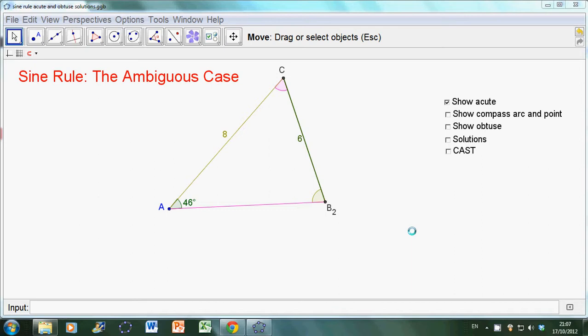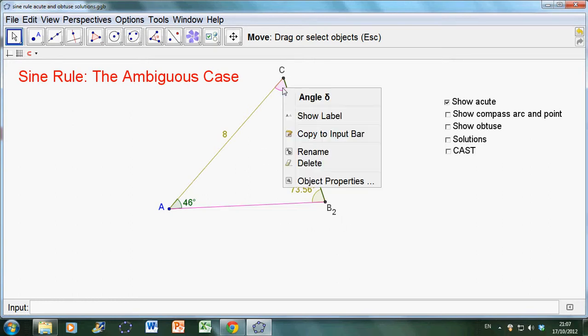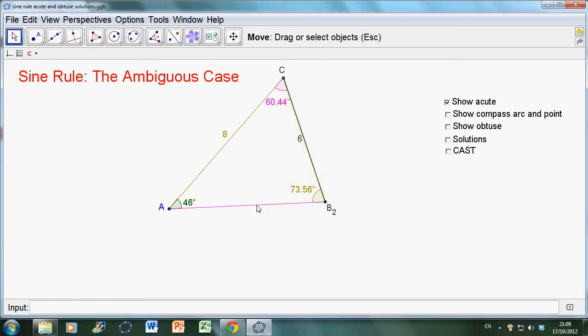So if we're given a situation like this where you have an angle of 46, opposite that a side of 6, and another side of 8 as shown on the diagram here, using the sine rule, the first thing is we're going to solve this one here. Okay, so we've calculated that using the sine rule, that angle is 73.56. And then from that we go ahead and work out our third angle, and then from that we work out our third side. So we've completed our answer, we're happy enough.